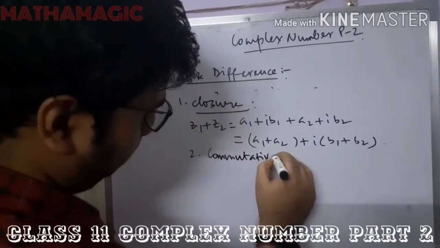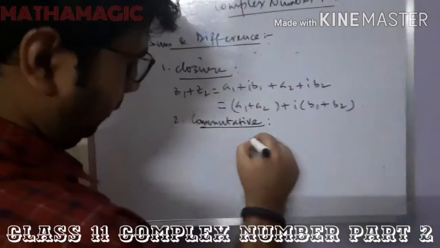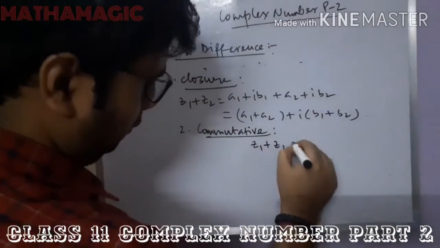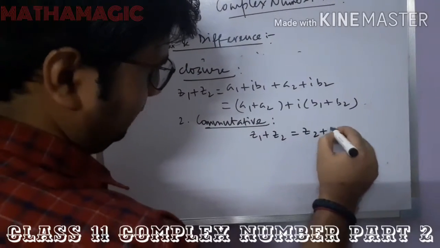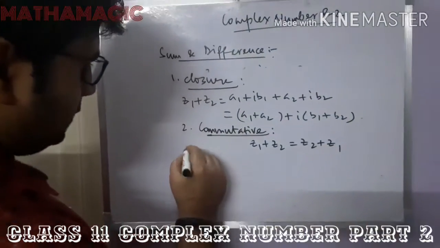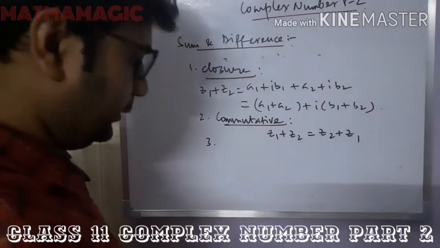Commutative property says that z1 plus z2 is equal to z2 plus z1. Very easy to understand, it needs no explanation.